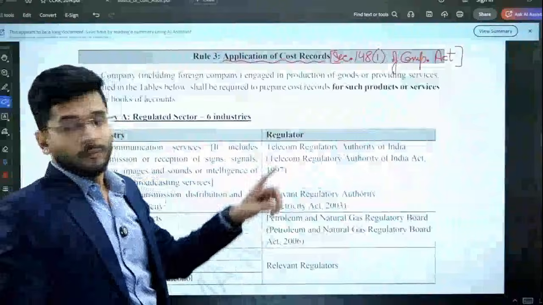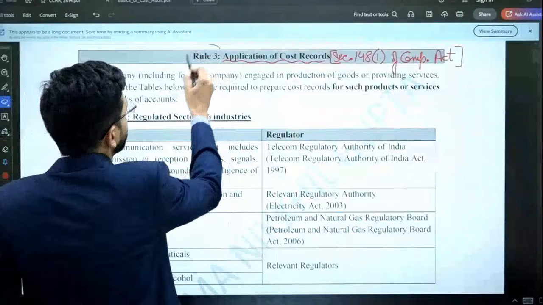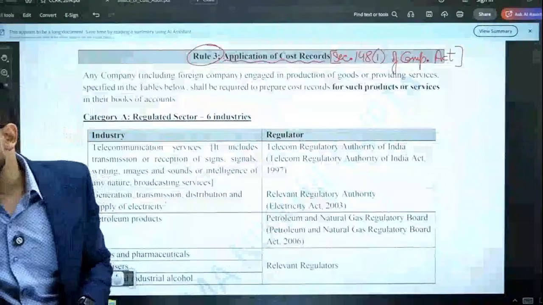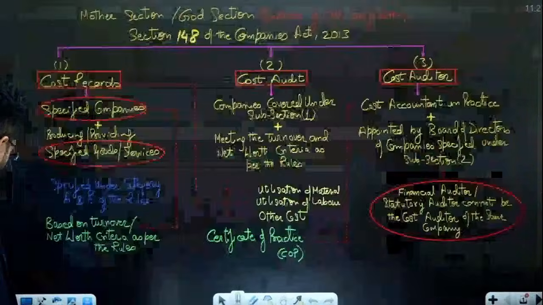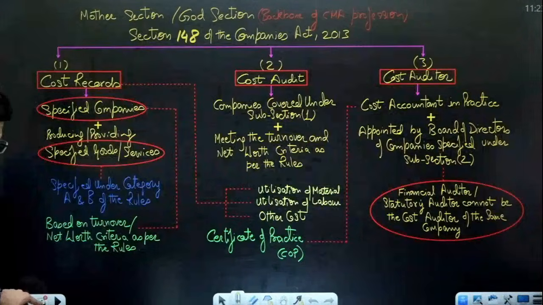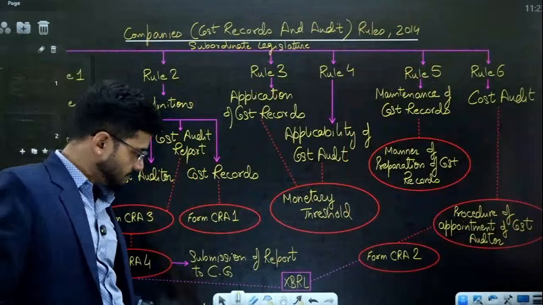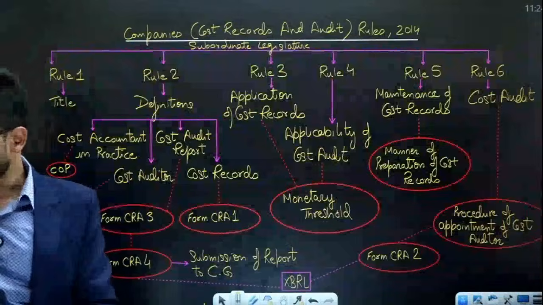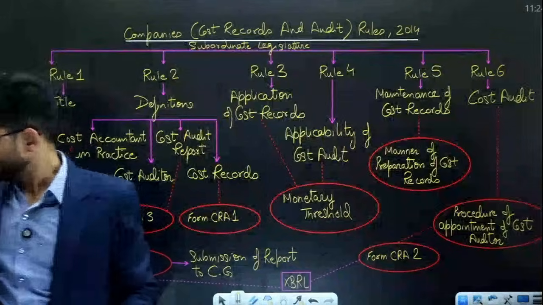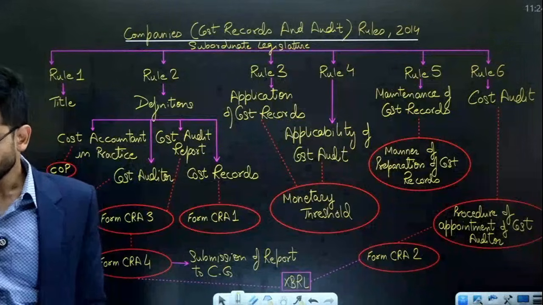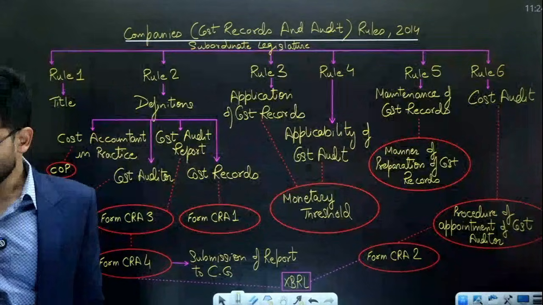So guys, please tell me whether the rules of cost audit will also be given in this particular rule, rule 3. Yes or no, please, in the chat box. Will the provisions of cost audit also be given in rule 3? Please comment in the comment section.